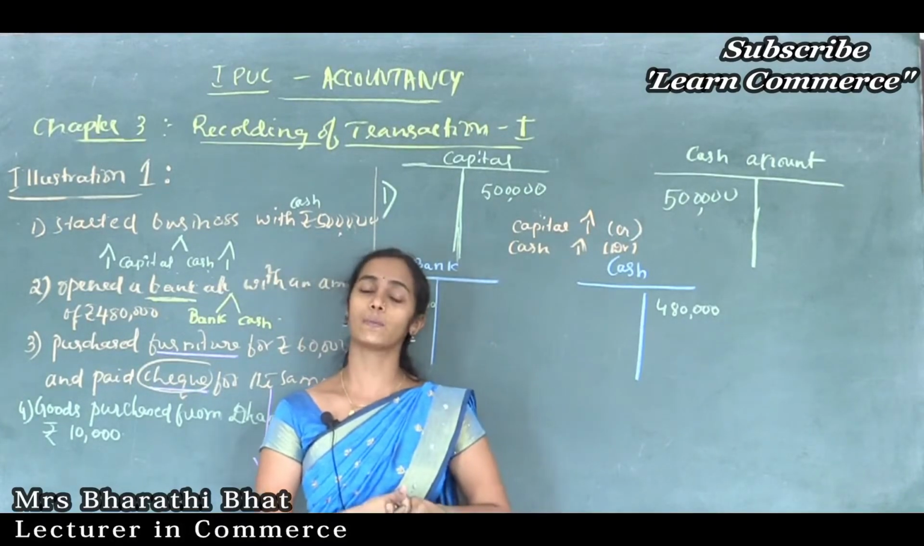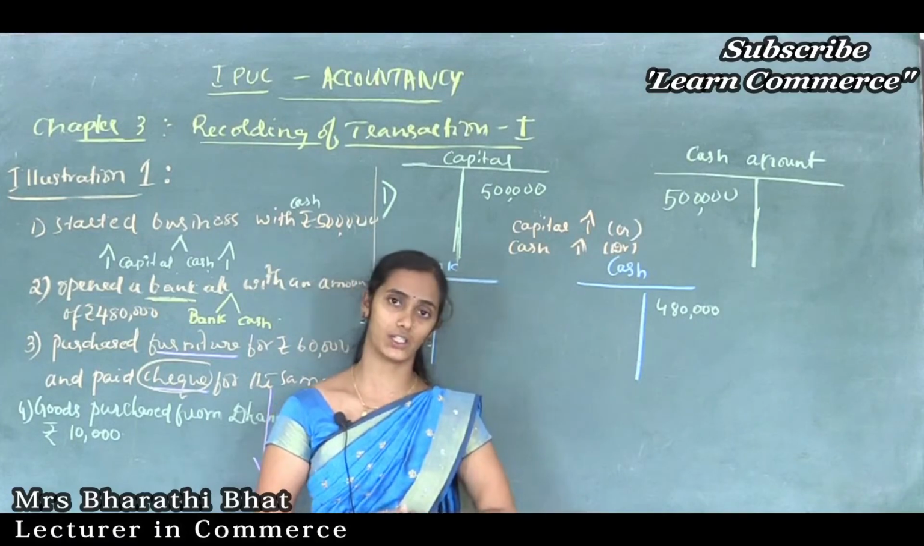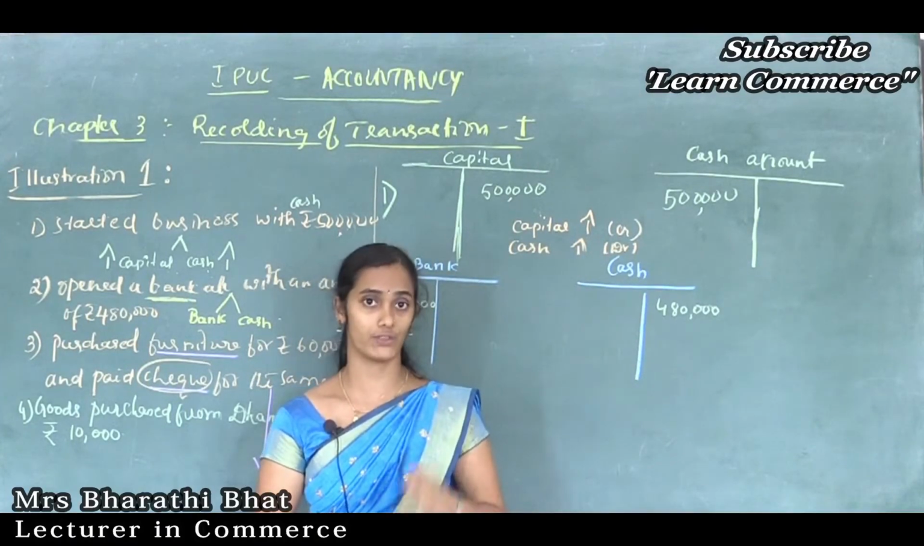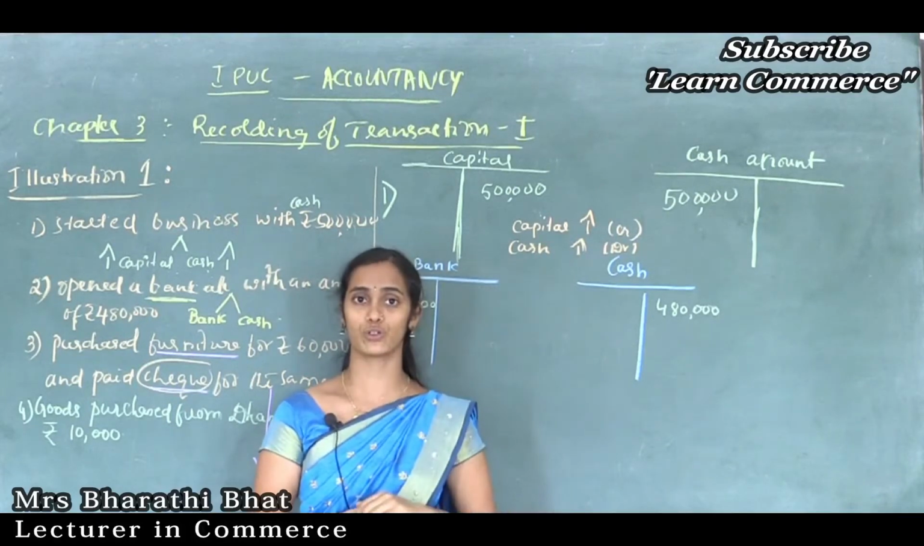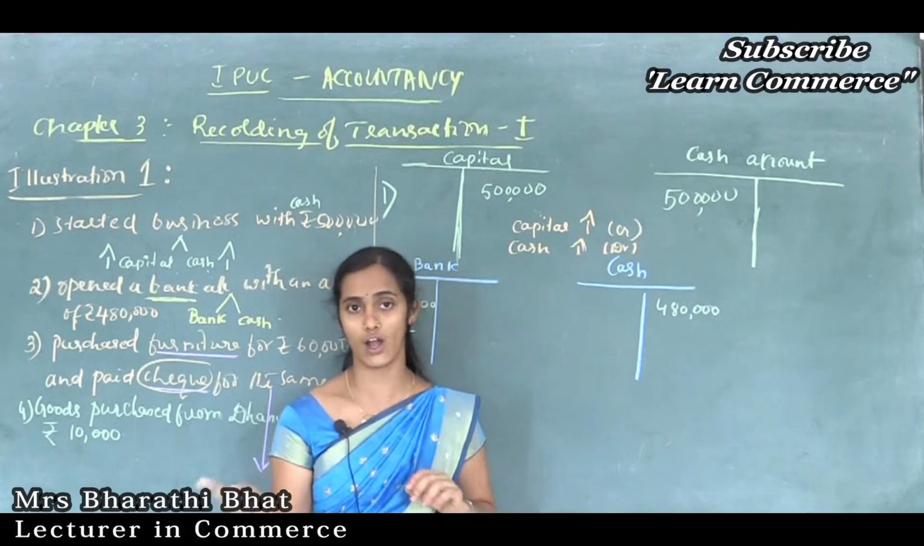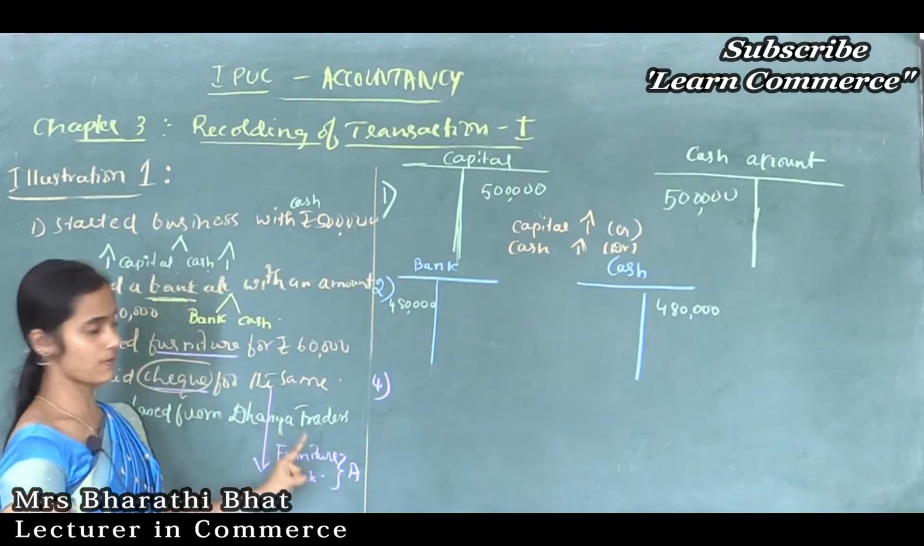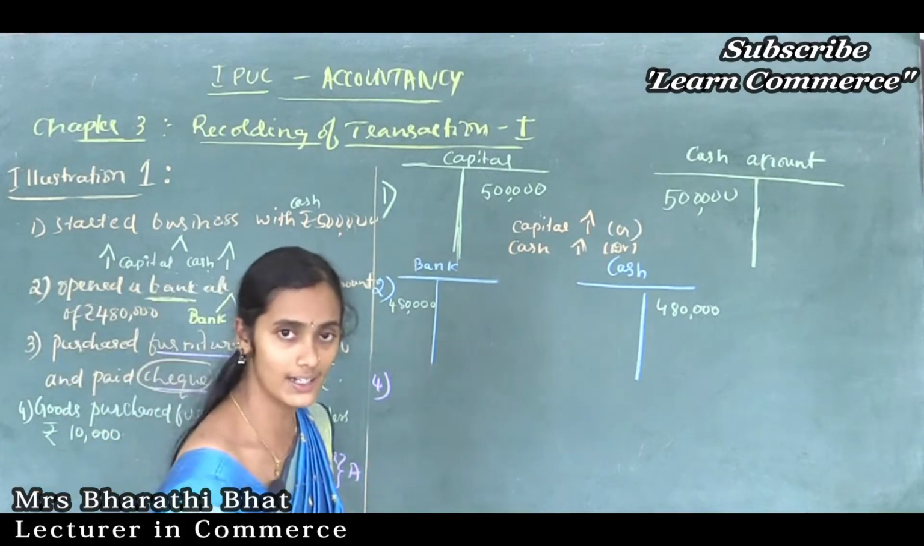Or else, if the person's name is mentioned in the transaction, then it is considered a credit transaction. Very, very important assumption. We should know this assumption for a longer time also. So let's see, goods purchased from Dhanya traders. So it is a credit transaction.